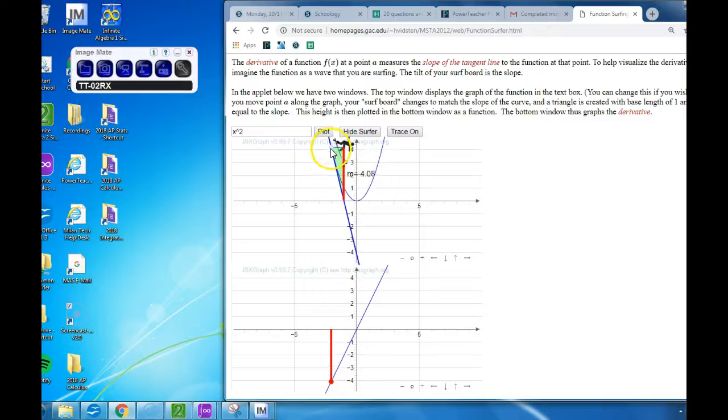As I go closer to the origin, does my slope get more negative or less negative? Less negative. If you notice down here, what happens to the values on this derivative graph? Are they getting more negative or less negative? Less negative or more positive, whichever way I want to say it. Right here, actually, everything's zero. The y value is zero, the slope is zero, so everything's zero right there. Now my slope starts to get more and more positive, right? So the y values down here need to start to get more and more positive.